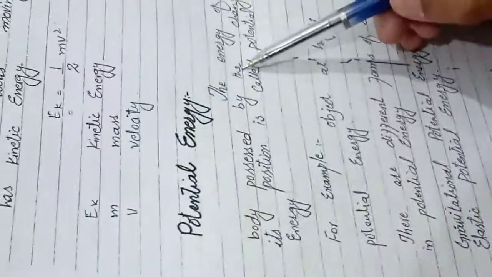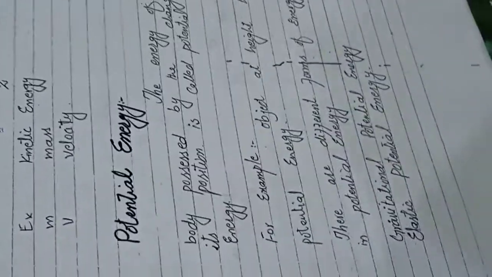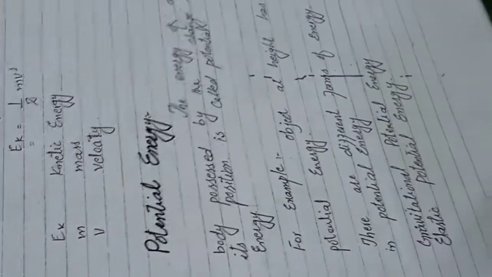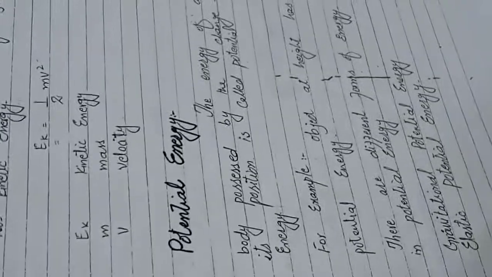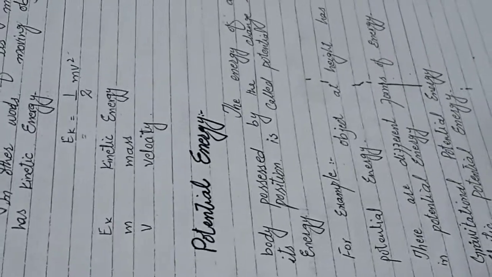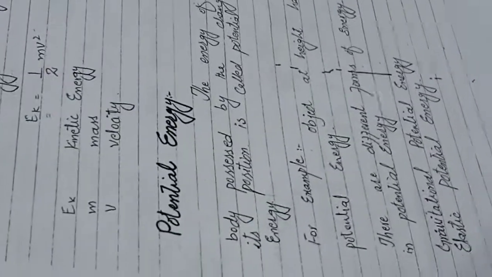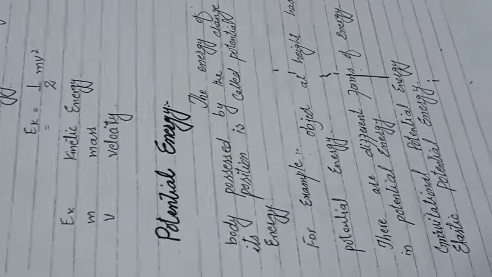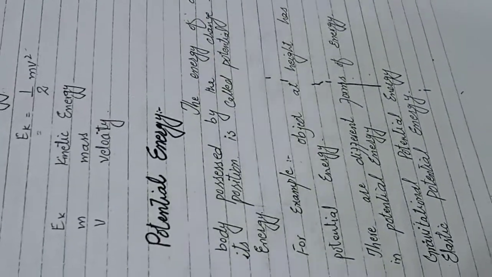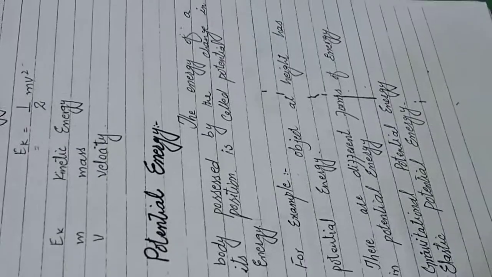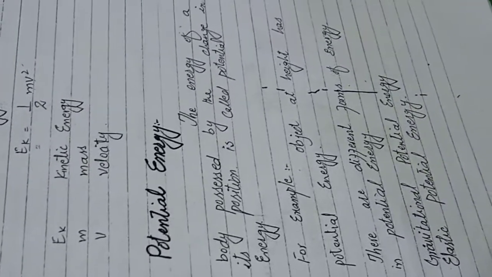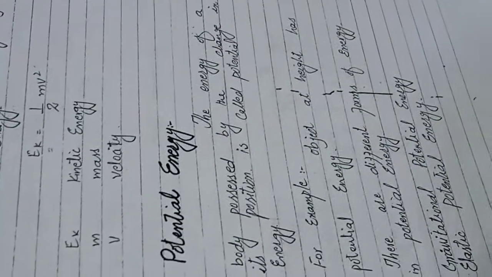The second kind is potential energy. The potential energy of a body is due to the position of an object, or you can say the change in the position of an object. There are so many examples of potential energy in our daily life. For example, we commonly say, go and get the elastic from the shop. Elastic is a type of potential energy. We use springs in our daily life, so a spring is an example of potential energy.